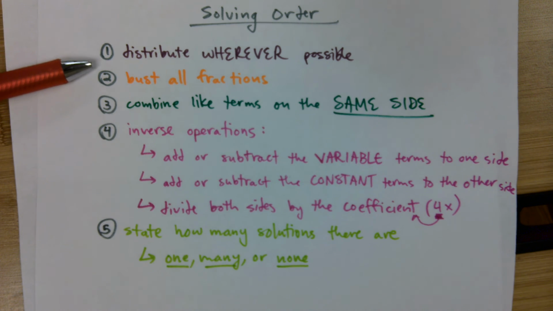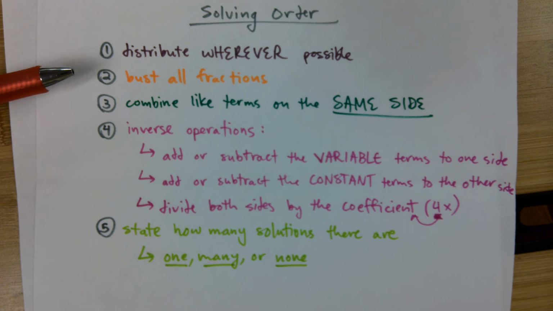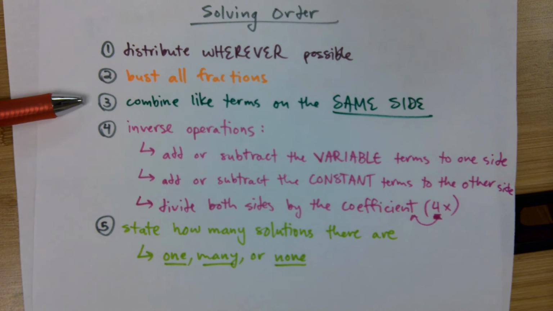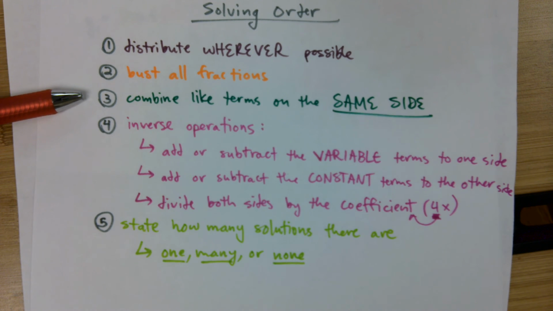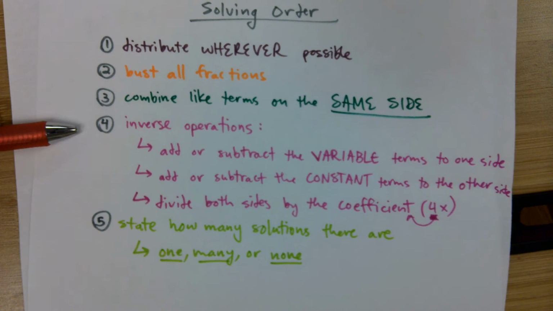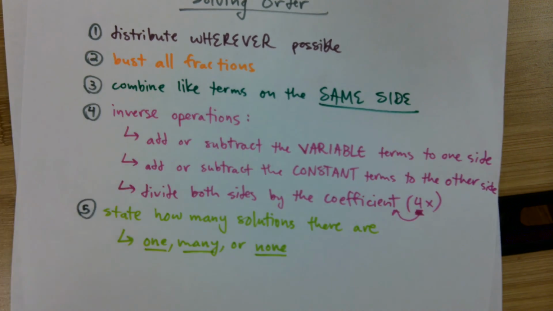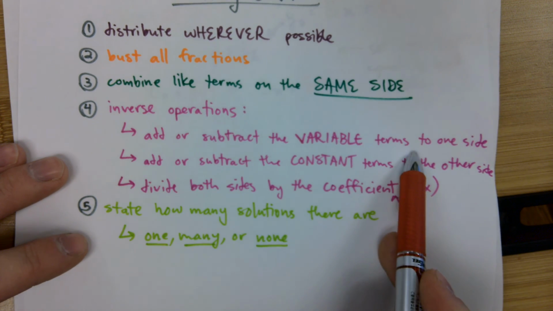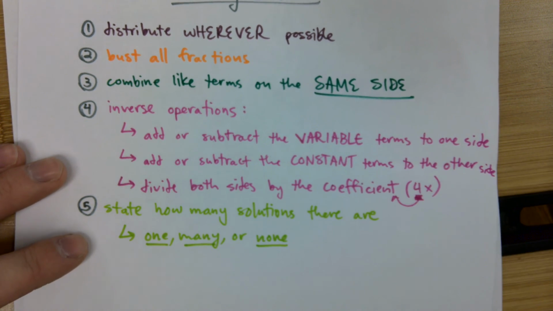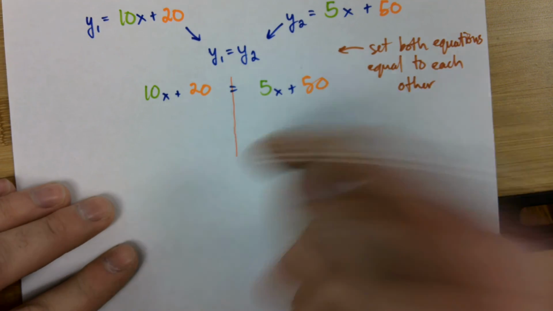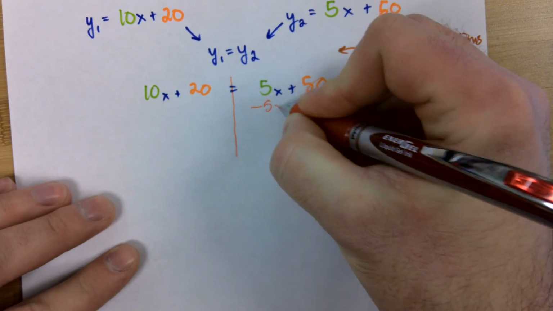So we don't have anything to distribute, we'll skip step 1. We don't have any fractions to bust, we'll skip step 2. We also don't have any like terms on the same side, so we're going to skip step 3 as well. We'll just jump right into the inverse operations, the first one being to add or subtract the variable terms to one side. So we'll take our variable term 5x, and we're going to subtract it from both sides.